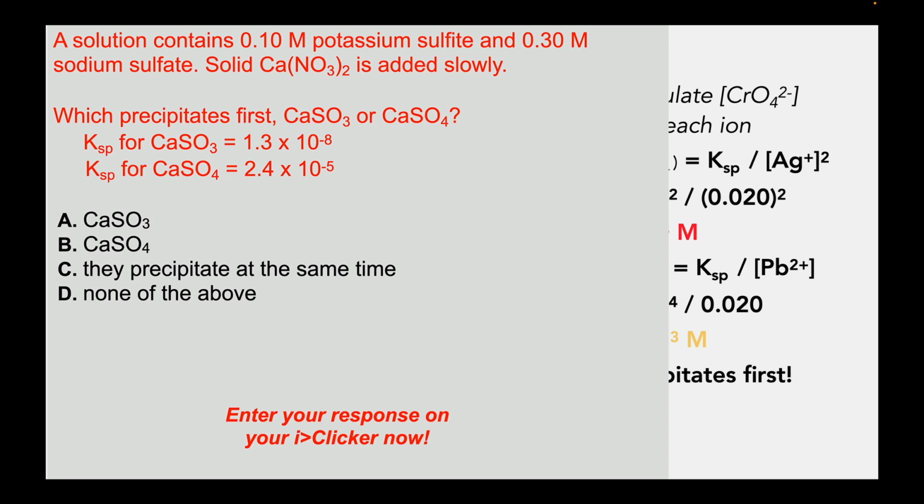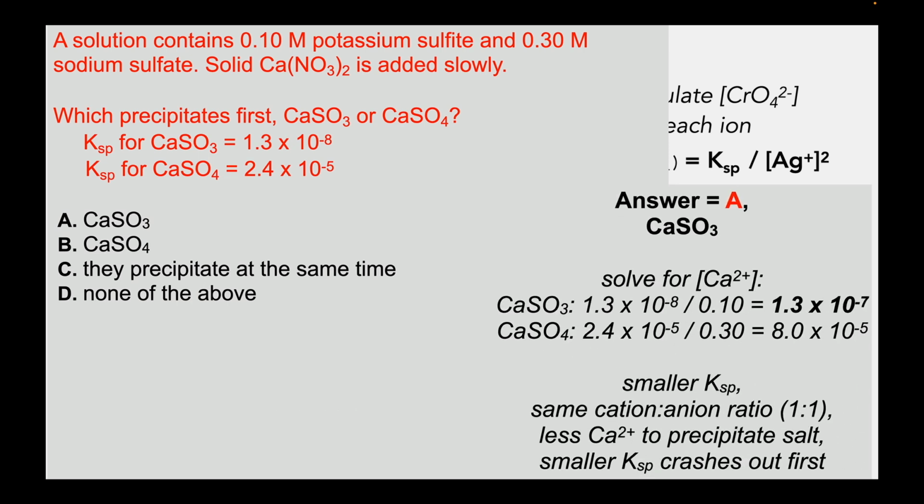In this problem, we have a solution that contains both sulfite, 0.10 moles per liter, and sulfate, 0.30 moles per liter. And we're slowly adding a calcium compound into the solution. And the question is, what precipitates first, calcium sulfite or calcium sulfate? And it gives the values for the KSPs. Now, most of the time, like I said, smaller KSP will be the first one to precipitate. So you can see there that calcium sulfite is 1.3 times 10 to the minus 8th, calcium sulfate is 10 to the minus 5, quite a bit bigger. So we would predict here, based on those numbers, calcium sulfite's probably the way to go.